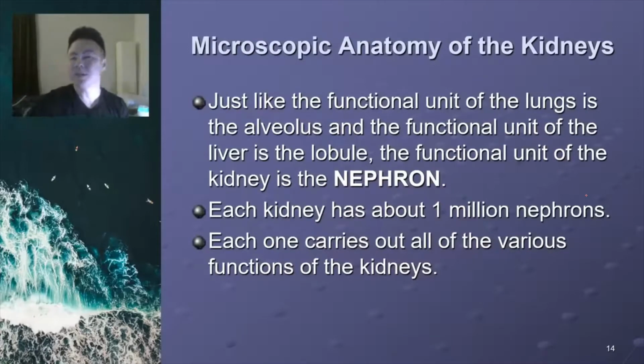All right, so now, just like the functional unit of the lung is the alveolus, and the liver is the lobule, for the kidney, it's the nephron. Now, each kidney has around 1 million nephrons in it, and each one carries out all the various functions of the kidney.